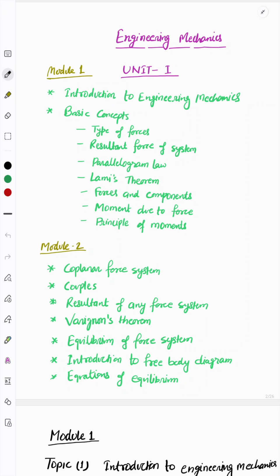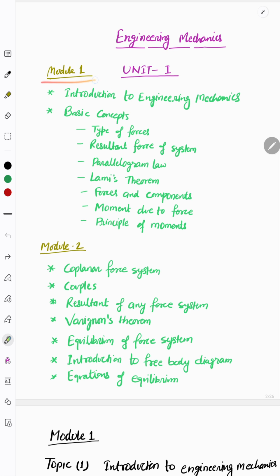So here I am going to deal with engineering mechanics. As per the institute syllabus, whatever syllabus we are going to cover, we are going to give your syllabus, and so one by one we will discuss. Here it is going to be categorized in modules. So just we are talking about unit number 1.